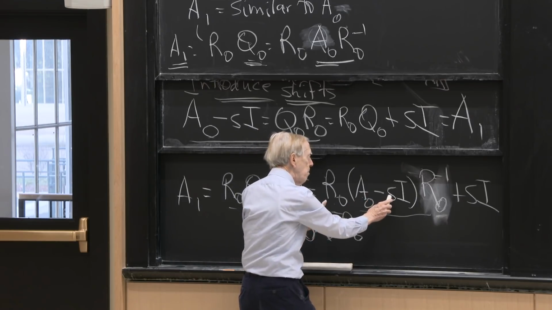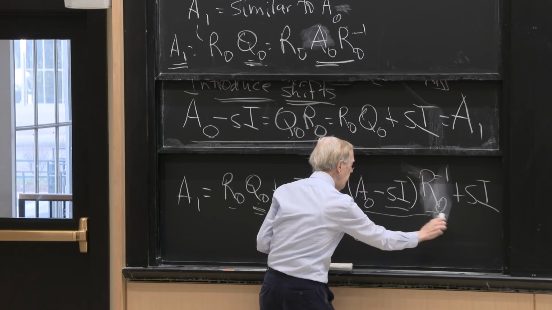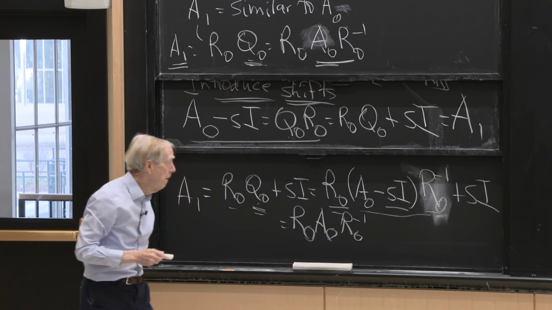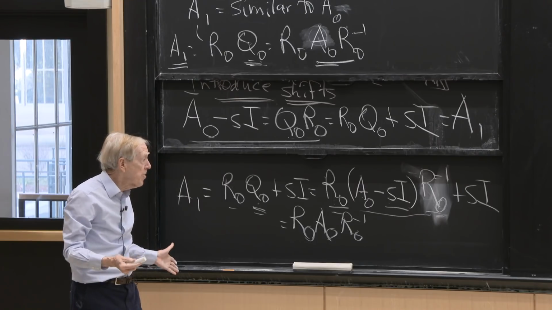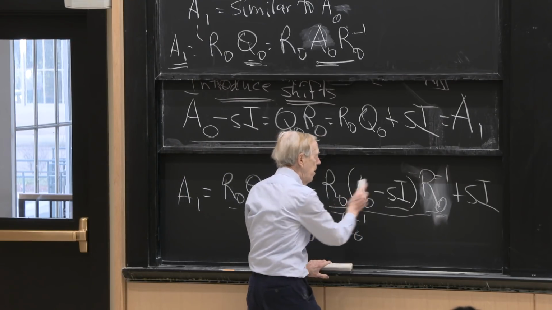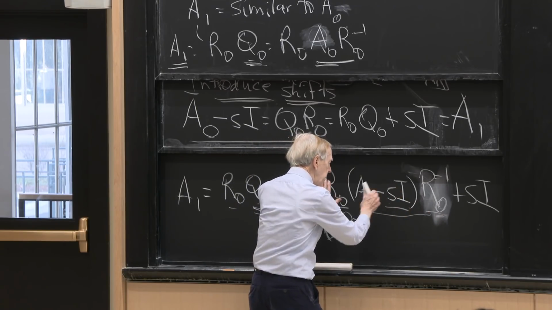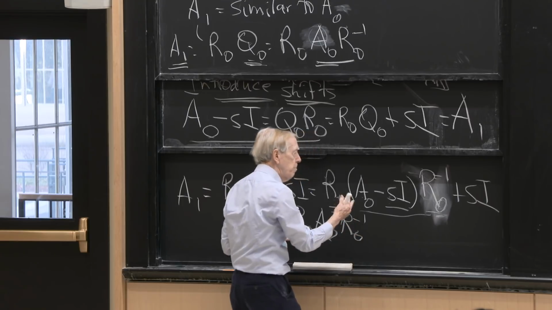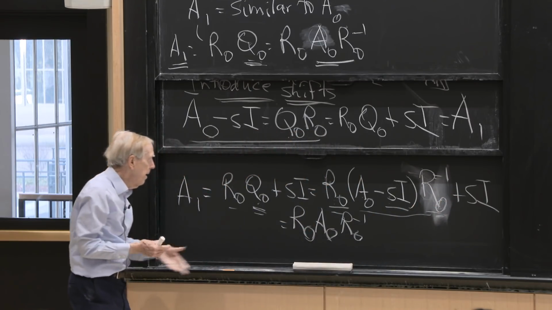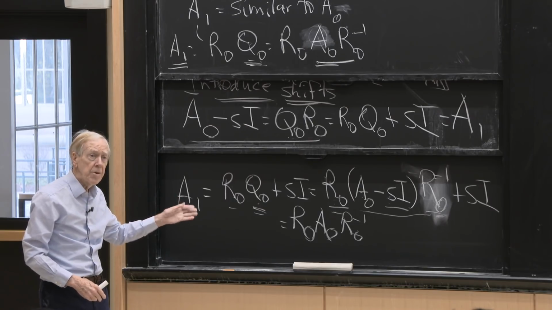Minus S, what have I got there? From the R naught minus SI, R naught, what is that? That's minus SI. Look, success. The R naught cancels the R naught inverse, so that term from that is minus SI, cancels plus SI, I'm finished. And lo and behold, we have the same similarity.